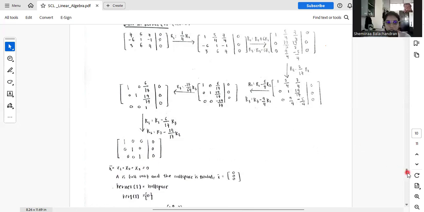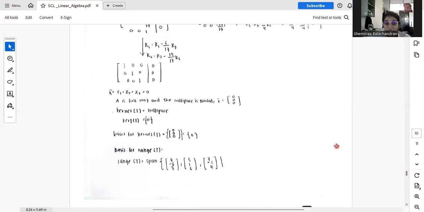Since the reduced row echelon form of A is the identity matrix, the kernel of T only contains the zero vector. The basis of kernel T is the trivial solution. Since the rank of A is 3, the basis for range T is given by the original columns of A, which are the first column 4, negative 6, 3, the second column 5, 1, 6, and the third column 7, negative 1, and 4. So that's all from us. Thank you.